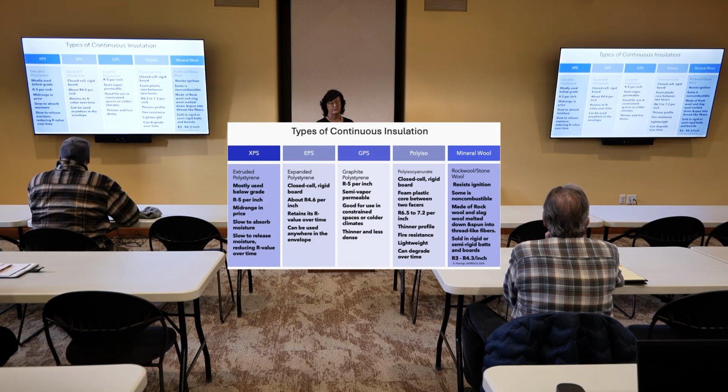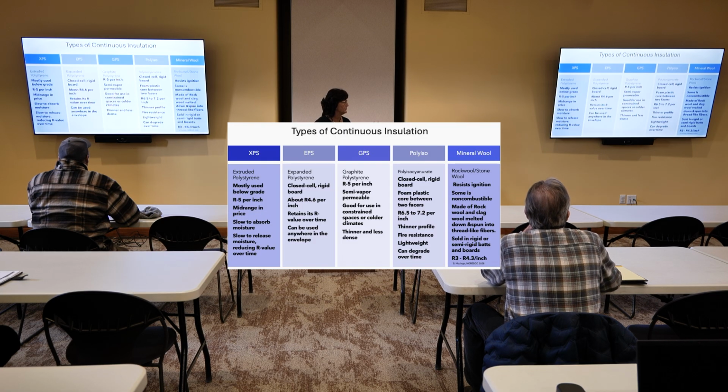Graphite polystyrene, which is your GPS, right? About an R5 per inch. It's semi-vapor permeable, so it does allow some drying. Depending on how you want to use it, it works good for allowing some drying and good in closed spaces because of that. Some people like it because it's thinner, smaller, and easier to install, especially in those little small confined spaces.